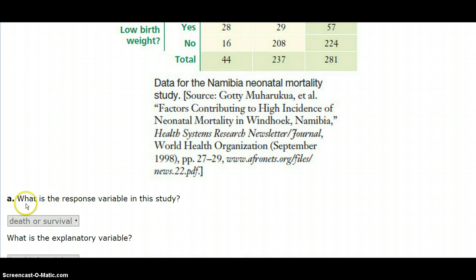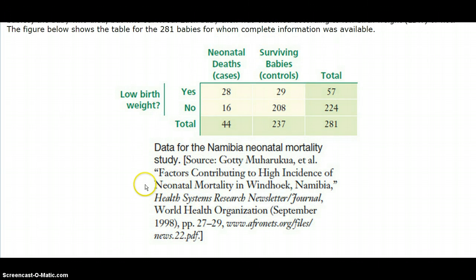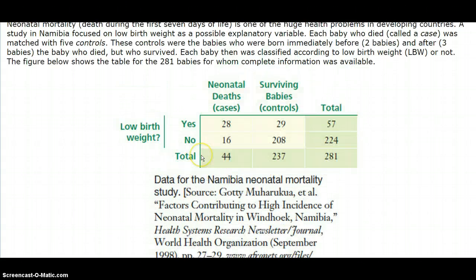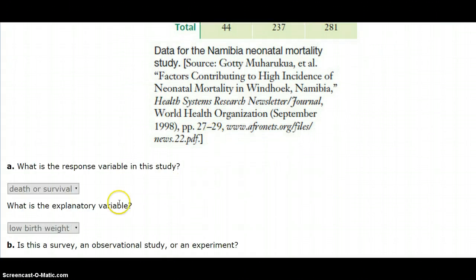So the first question we're asked is, what is the response variable in the study? That's the outcome. That's what we're looking at, the result that we're concerned with. And the result here is death. This is what we're concerned with as an outcome. So does a baby die or not within that first 7 days?